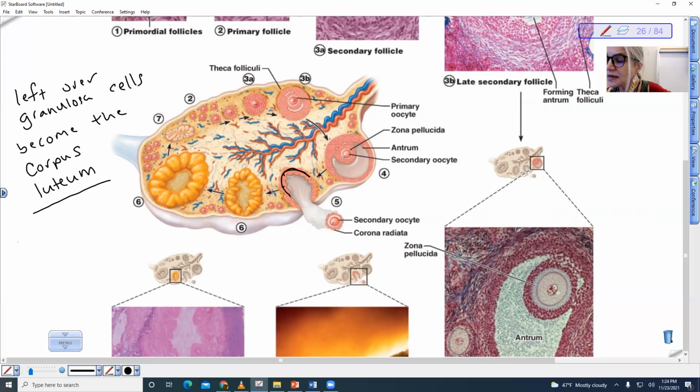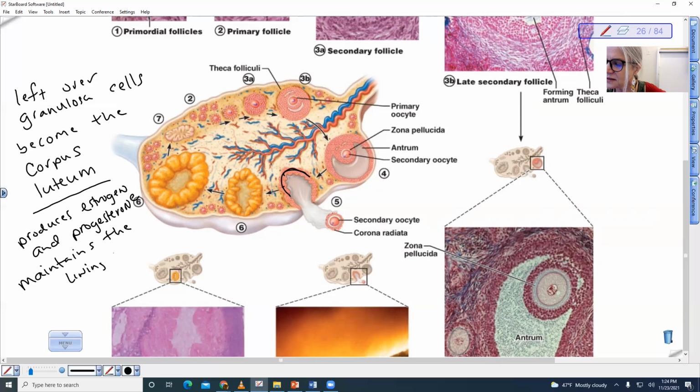This corpus luteum is going to produce hormones. It produces estrogen and progesterone. This is important because this maintains the lining of the uterus until it is determined whether or not you are pregnant, if you're a female.